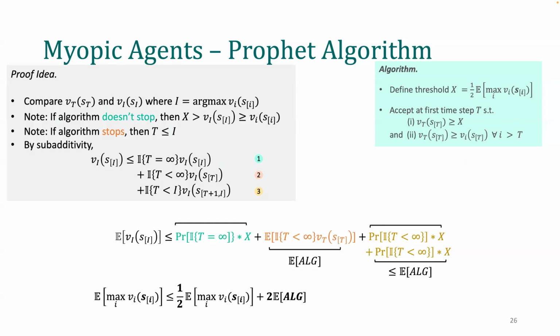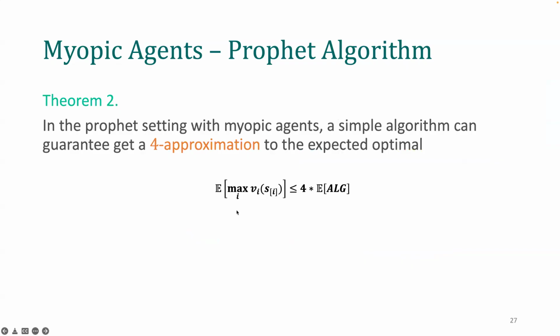So putting these things together, we see that the expected value of the max is going to be x plus 2alg, where x is exactly half of the opt by definition. And this gives us our 4 approximation, right? The expected value of the opt is at most 4 times the alg, giving us our first positive theorem. Okay, good. Any questions about this?